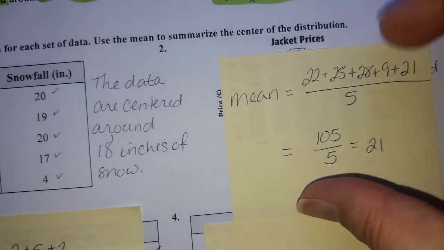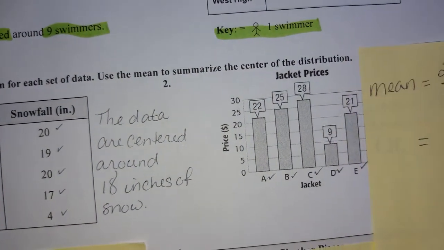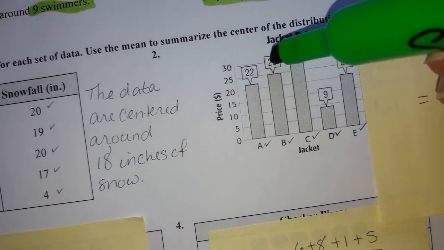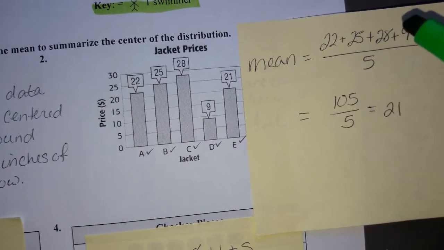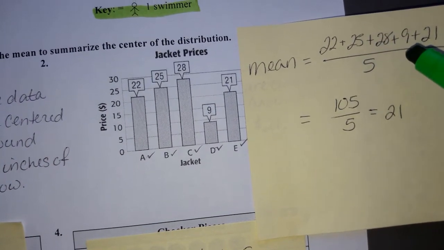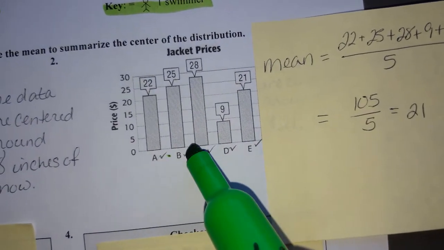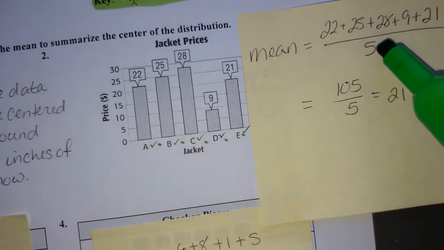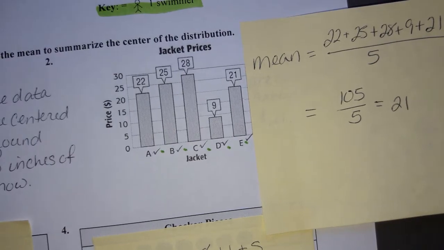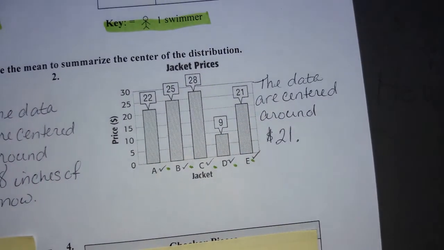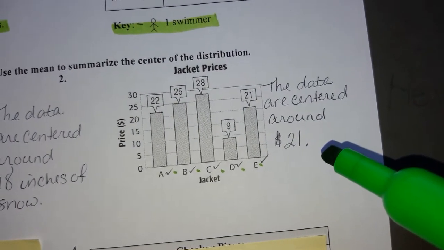Now here's another table that shows jacket prices. And they have very nicely already put the numbers on the top of the bars for us. So I wrote my sum as this: 21 plus 25 plus 28 plus 9 plus 21. That comes straight from the table. And then you see there are 5 different prices of jackets, so I put the 5 underneath. My sum is 105, then divided by 5, so I get 21. So that means that the data are centered around $21. Yes, you need to write this down.